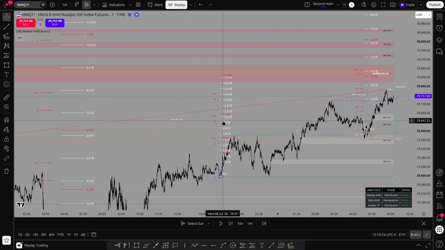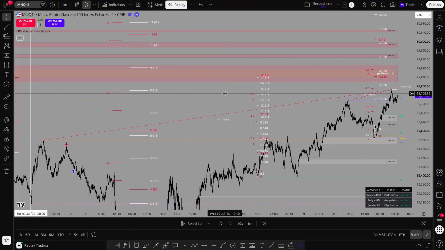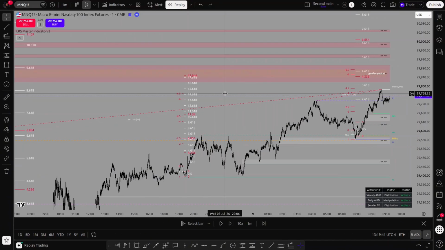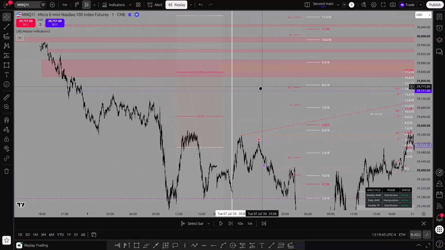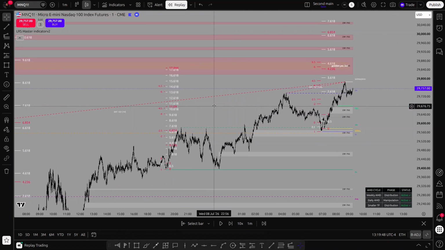Me personally, I like to track everything. I like to track every single algorithmic level that I could potentially expect a reaction at. But I simplify them with just golden pockets, SMTs, fair value gaps. That's it. And liquidity, of course. Liquidity is the most important thing. Fair value gaps are liquidity though, so there you go. So what do I got going on in this case?